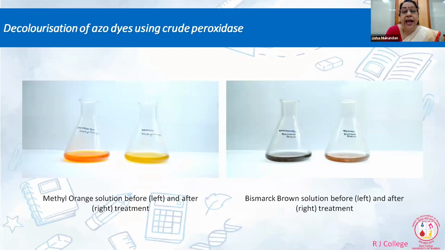So you can see methyl orange, there are two azo dyes which were used. One is Bismarck brown. Both these have been published. So methyl orange, you can see before treatment and after treatment with the enzyme peroxidase. Similarly, Bismarck brown before and after treatment, and as you can see, the intensity of color has become very less.